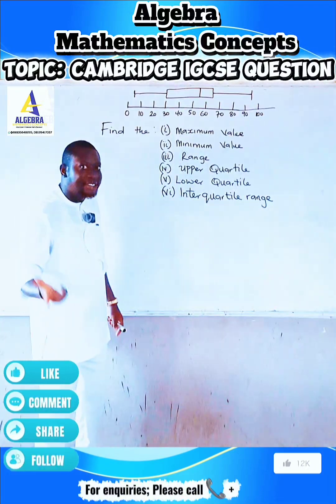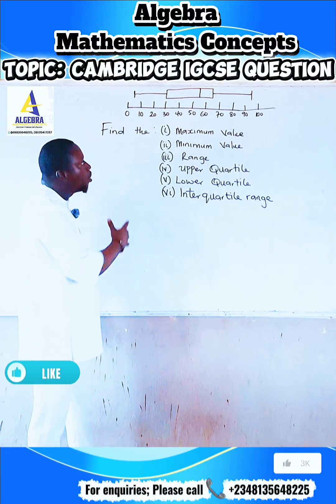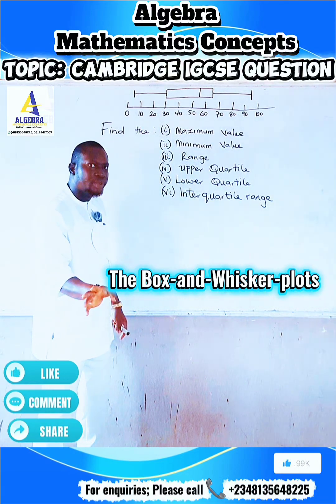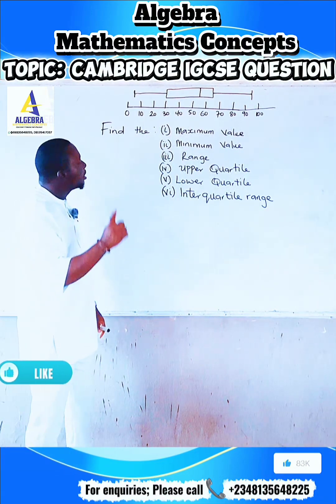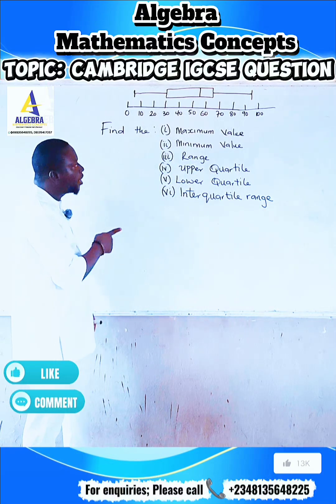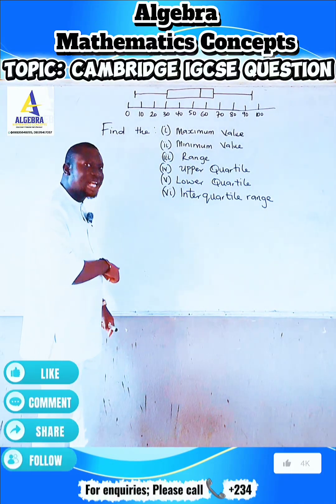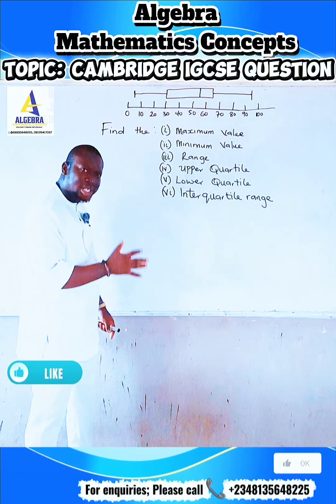Cambridge IGCSE question. All right, now this is what we call the box and whisker plot. In the box and whisker plot, I was asked to find the maximum value, the minimum value, the range, the upper quartile, lower quartile, and the interquartile range. How am I going to solve this?